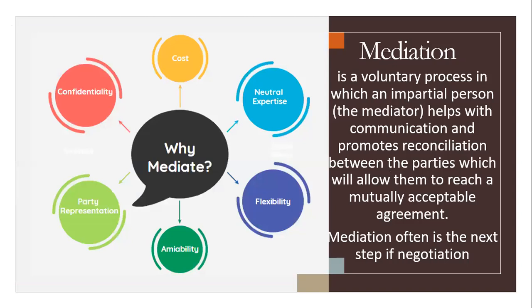The next conflict resolution process we'll be looking at is mediation. We know mediation is a process in which an impartial person helps with communication and promotes reconciliation. What is so beautiful about mediation is that it is the next step after negotiation. When people have first tried to resolve their problem and it's not working out, then they may want to consider another process of conflict resolution, which is mediation. So this mediator may come in now to help them arrive at a mutually acceptable agreement.